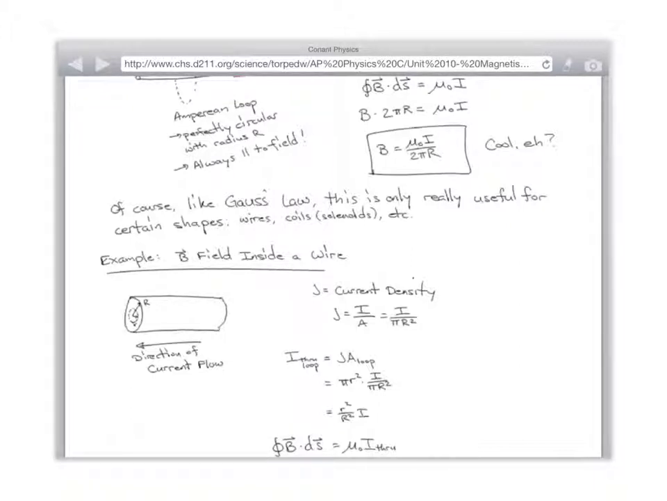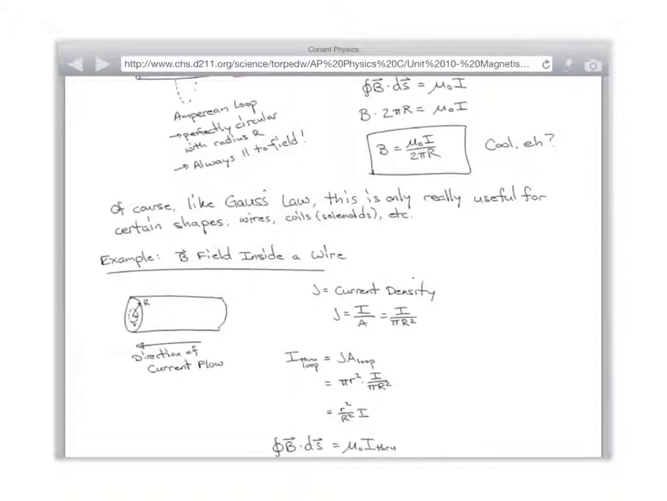But if you have charges flowing throughout, depending on how big you make your loop, you're going to enclose more charges, right? Which means you're therefore going to have a magnetic field that's going to get bigger and bigger as you get further and further away from the center. Does that make sense?